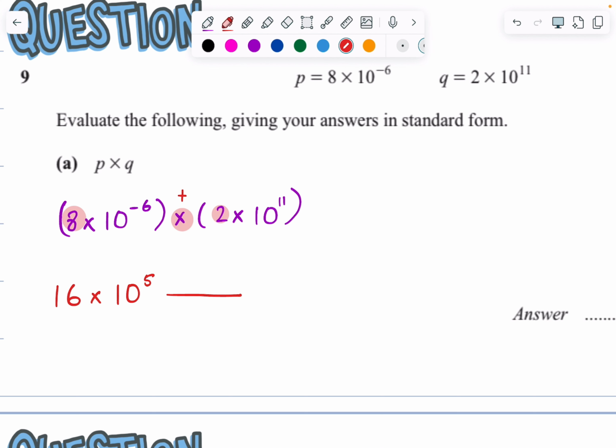But this number is not in standard form. No, it's going to be plus 5 because minus 6 plus 11 है ना. So the sign is with the bigger number. 11 के साथ positive का sign है. So the sign of the final answer is decided upon the sign of the bigger number. Okay? Okay. Next one. This is not in standard form.